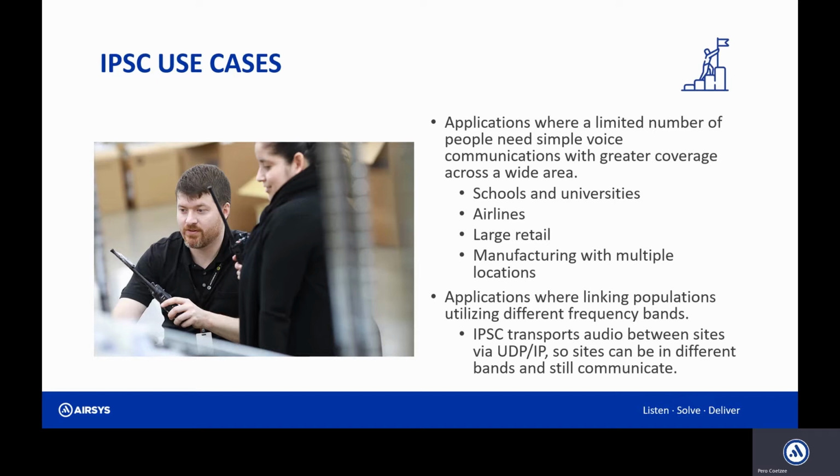You can also link sites where repeaters and radios are on different frequency bands. So let's say you've got some sites on UHF and some on VHF. You can still link those sites together via IP Site Connect. The only limitation is you won't be able to roam from a VHF to a UHF site because the radios can only accommodate one frequency band, but you can still happily link them together and use it as a wide area network. And IP Site Connect transports audio between sites via UDP and IP, so it doesn't care what band the equipment is on. As long as you can connect via IP, you can connect the sites together.